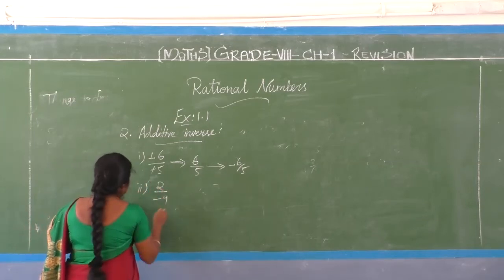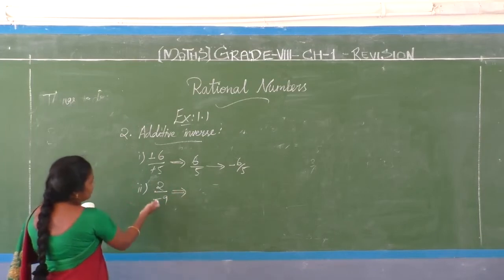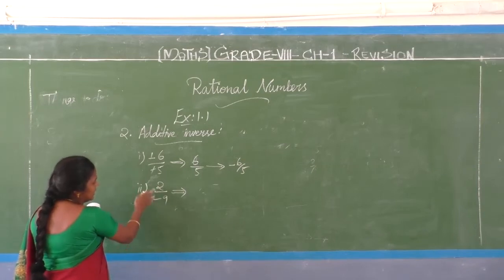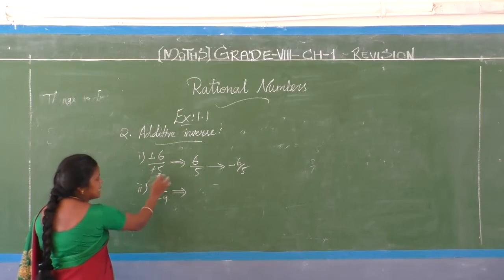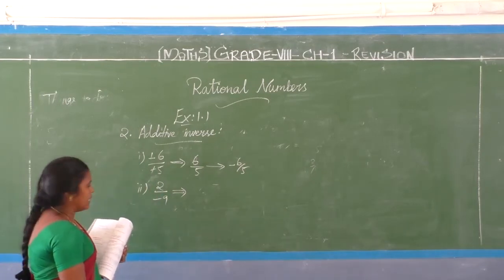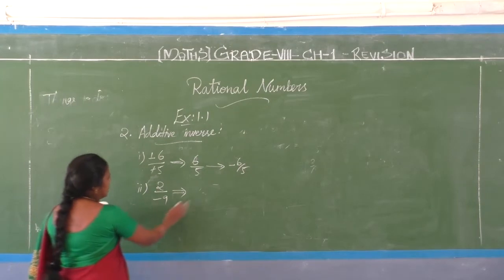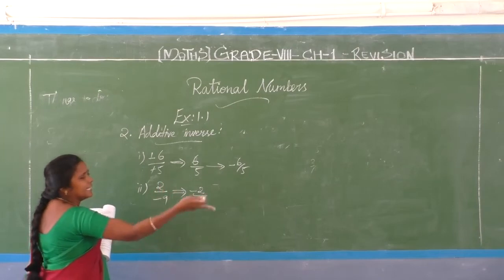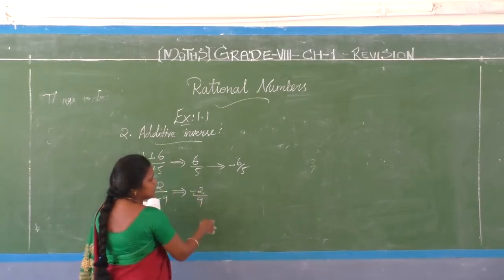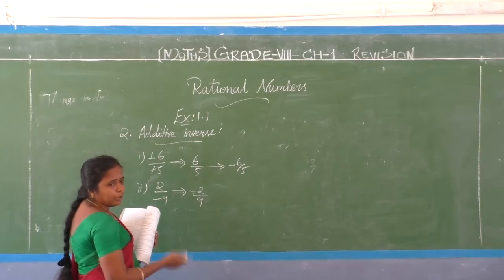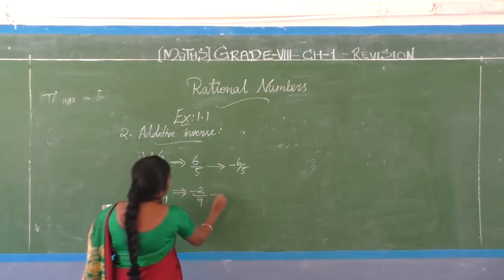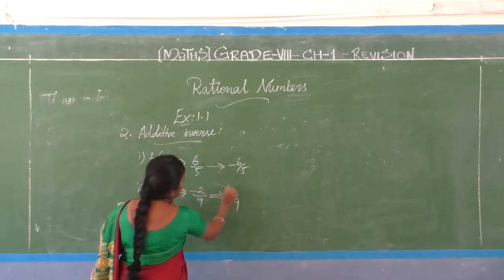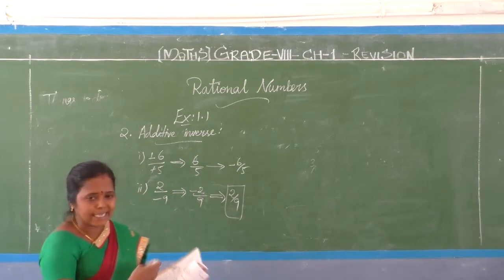2 by minus 9. Whether the negative sign is in the numerator place or the denominator place, don't consider that. If there is a negative symbol, you consider this as a negative rational number. So 2 by minus 9 can be written as minus 2 by 9. Anyhow, it is negative. For the additive inverse, change the sign. For changing the sign, the real procedure is to multiply by minus 1. So minus 2 by 9, that additive inverse is plus 2 by 9. Clear? Like this, the second section is there.